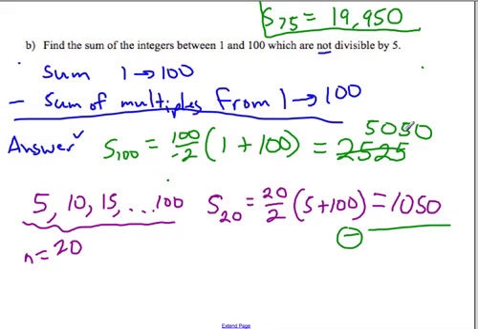And now we're going to subtract. Okay, we're going to subtract 5,050 take away 1,050, which is actually 4,000. So therefore our answer is 4,000.